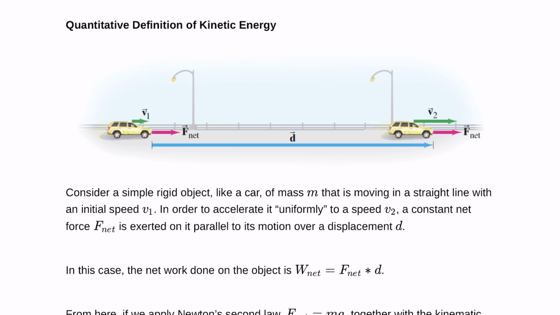Okay, so you see a yellow car here on the screen. Let's say that this object has a mass m, just like normal, and it's moving in a straight line with some initial velocity, v1, so we're going to call initial velocity v1 and final velocity v2 in this case. And we say that in order to accelerate it uniformly, specifically uniformly in this case, to a speed that is our final velocity, a constant net force must be exerted on it parallel to its motion over a displacement.